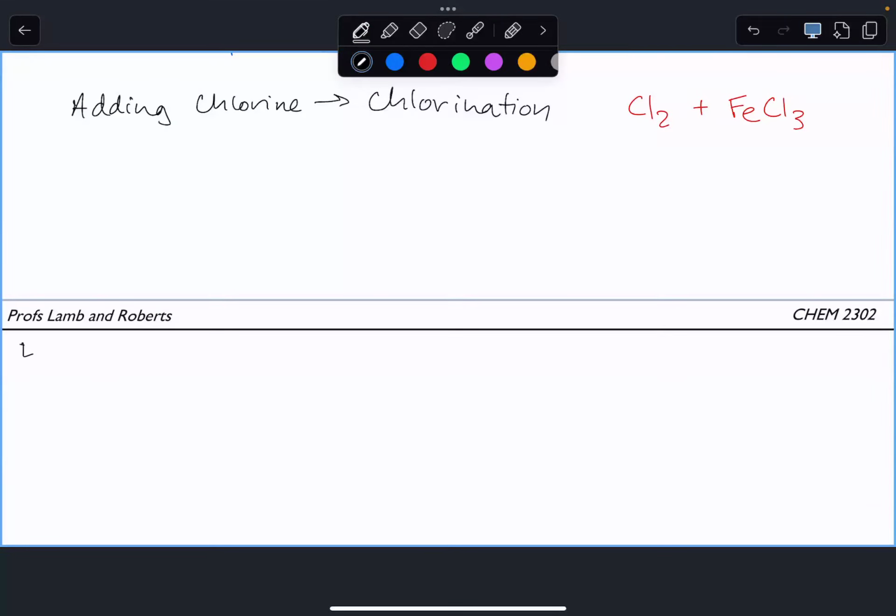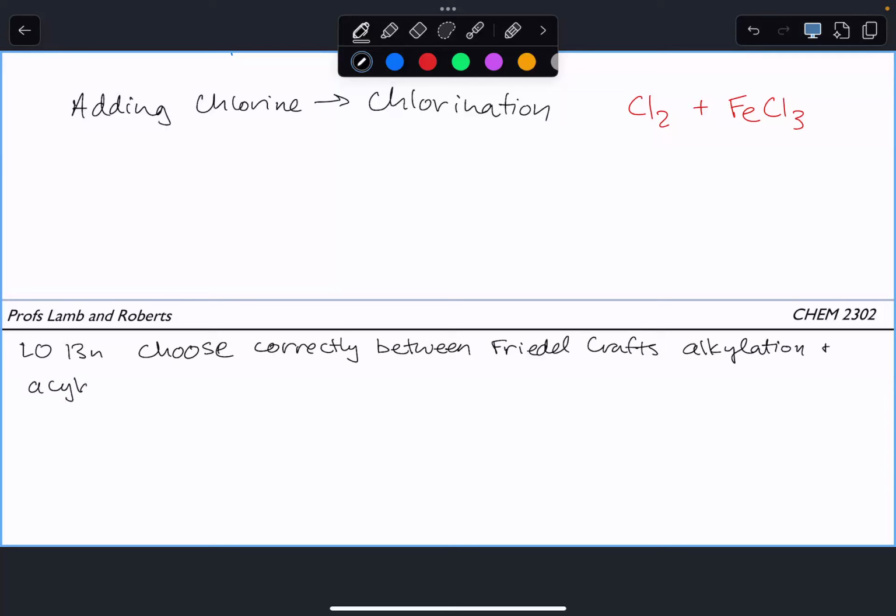So our first learning objective for today is 13N. So choosing correctly between Friedel-Crafts alkylation and acylation reduction for the synthesis of alkyl benzenes. So this is section 13.8.